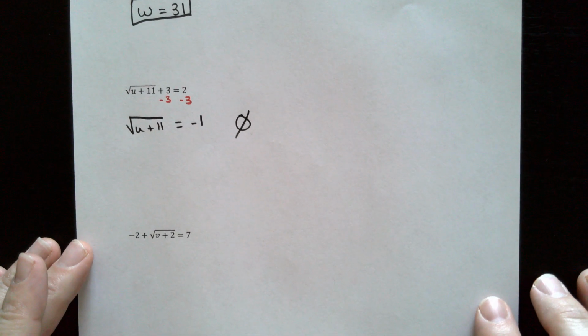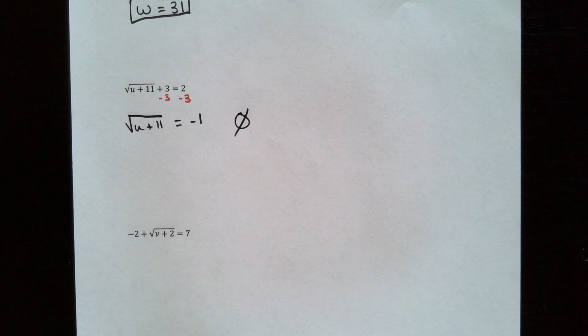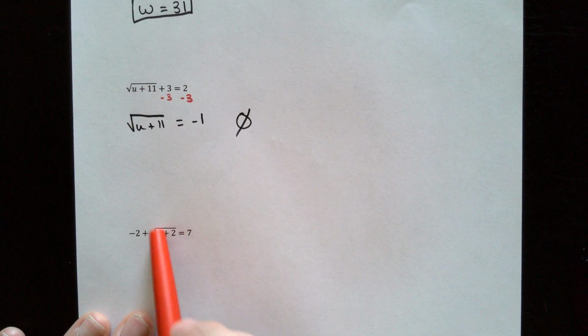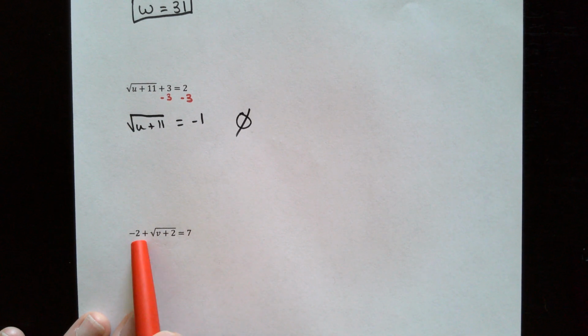Okay, let's look at another one. In this one, the thing that's inside the square root is v plus 2. We need to get this whole square root by itself, which means we need to get rid of this negative 2.